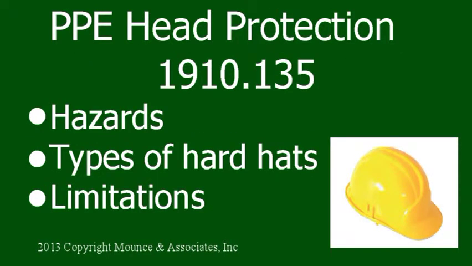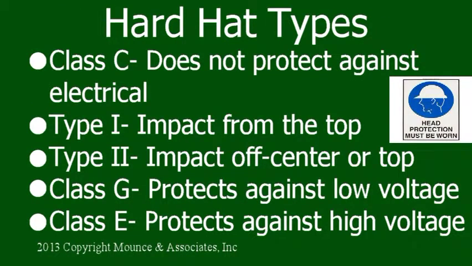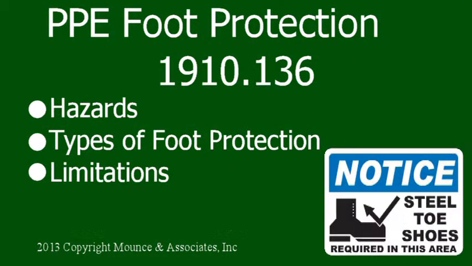PPE head protection. Head protection is required when there is a chance of any object falling from above. There are different types of head protection, and you must know your work environment to choose the right one. Class C does not protect against electrical. Type 1, impact from the top. Type 2, impact off-center or top. Class G protects against low voltage, and Class E protects against high voltage. Hard hat types. Choosing the correct hard hat is based on what job you are performing.